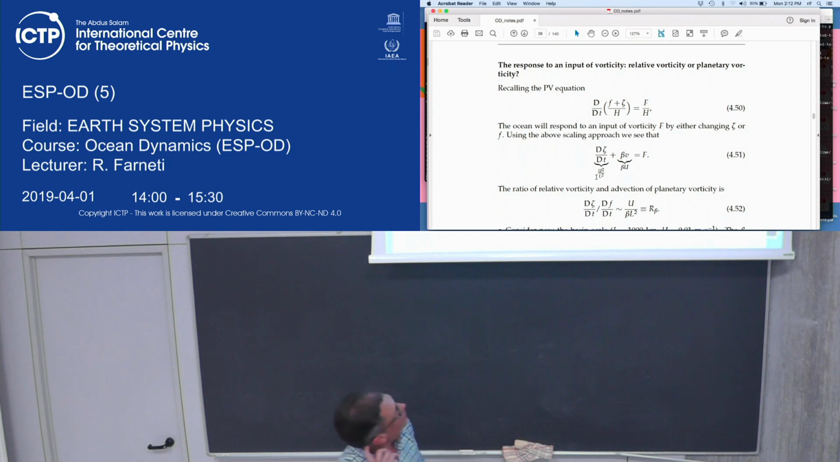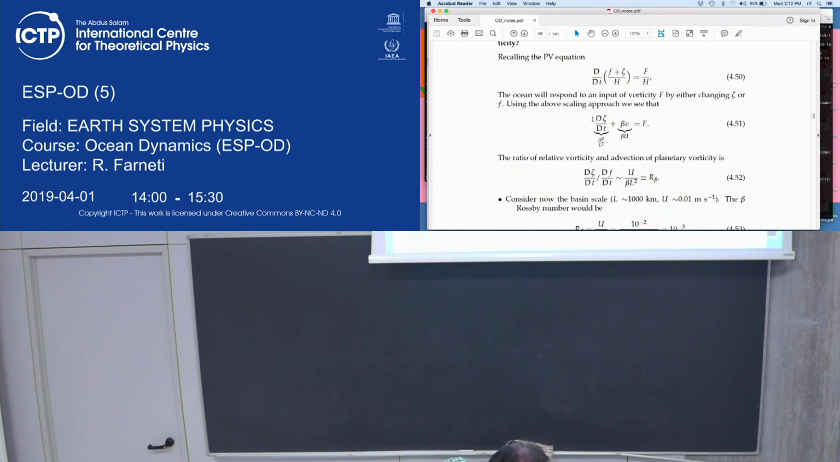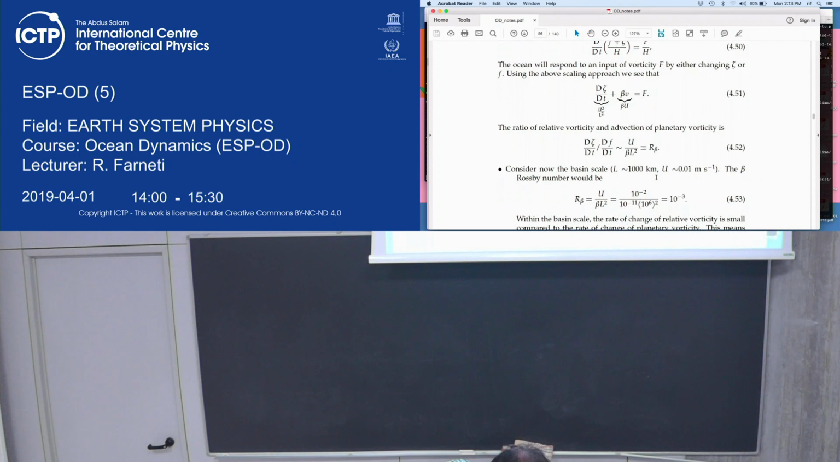Response to an input of vorticity. So how is the interior of the ocean responding? Is it changing its relative vorticity, so spinning faster or slower on itself, or is it actually changing by changing the planetary vorticity? Okay. So you can do a scale analysis here. You got U squared over L squared and beta U. And the ratio between the relative vorticity and the advection of planetary vorticity is given by this beta Rossby number.